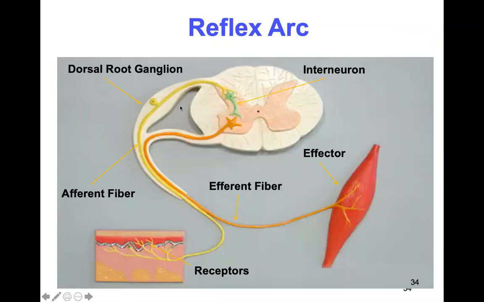We did this last week. We went over the parts of the reflex arc. We said there were the receptors, the sensory fiber or afferent fiber. Here is the interneuron. Here's the efferent fiber or the motor neuron, and then the effector.